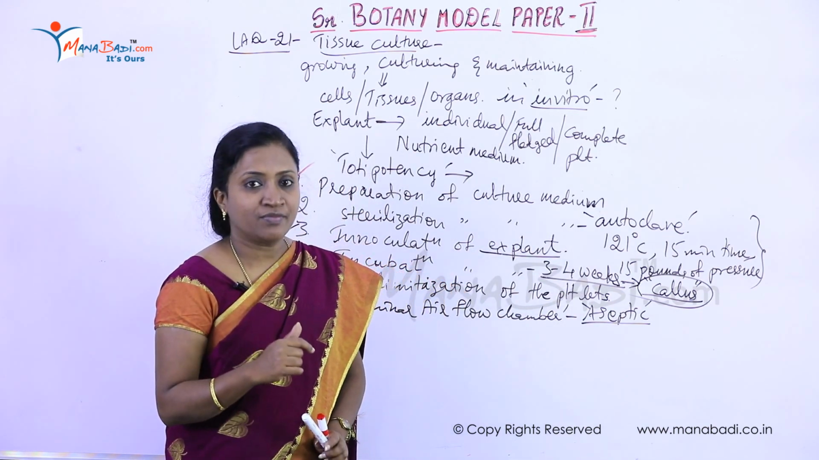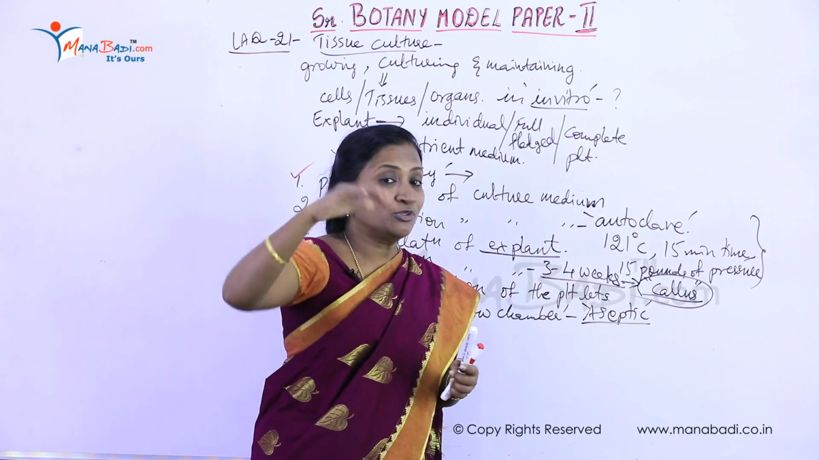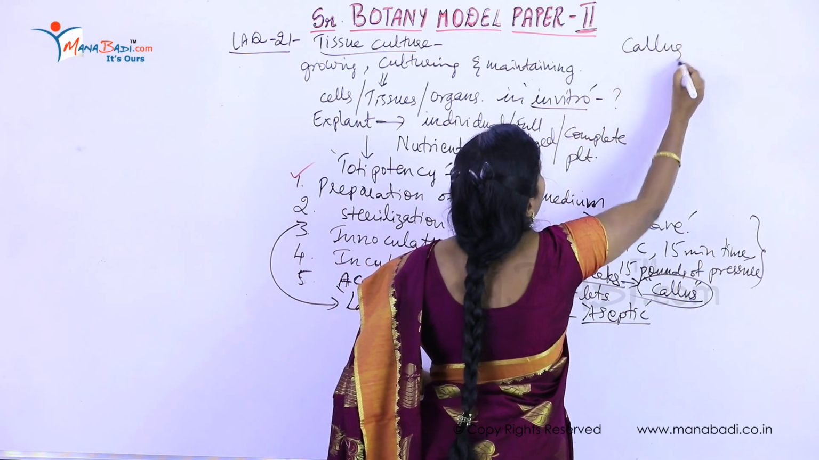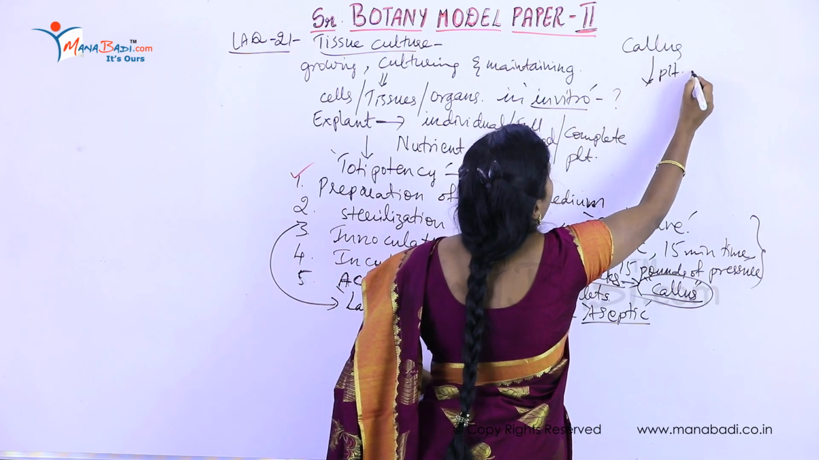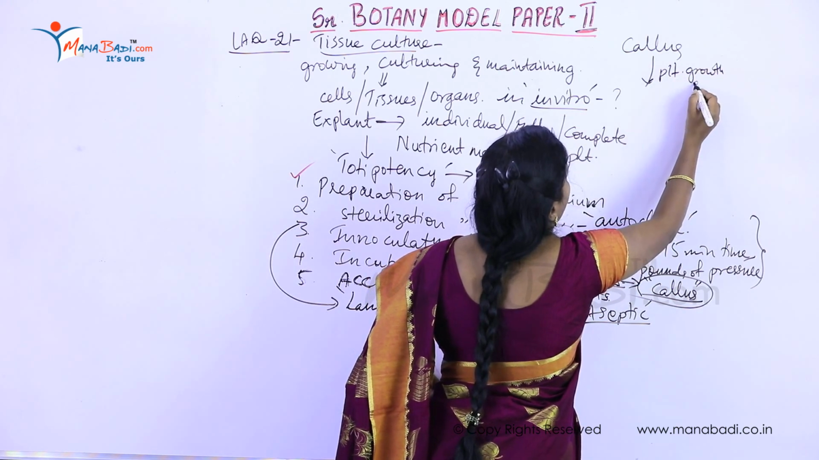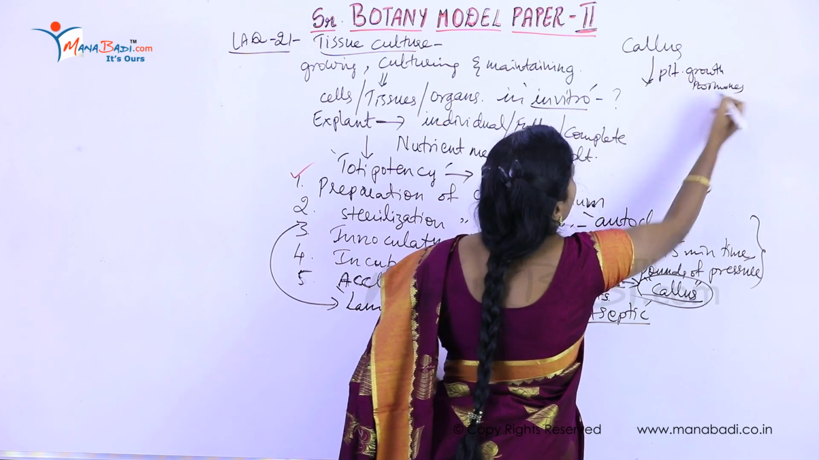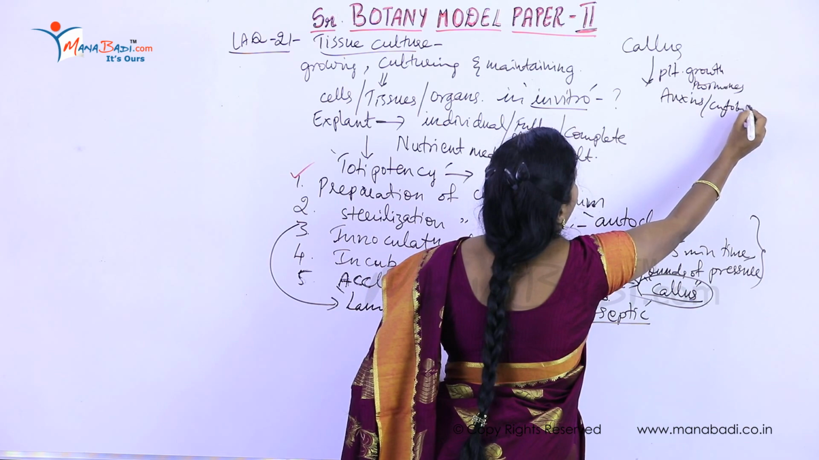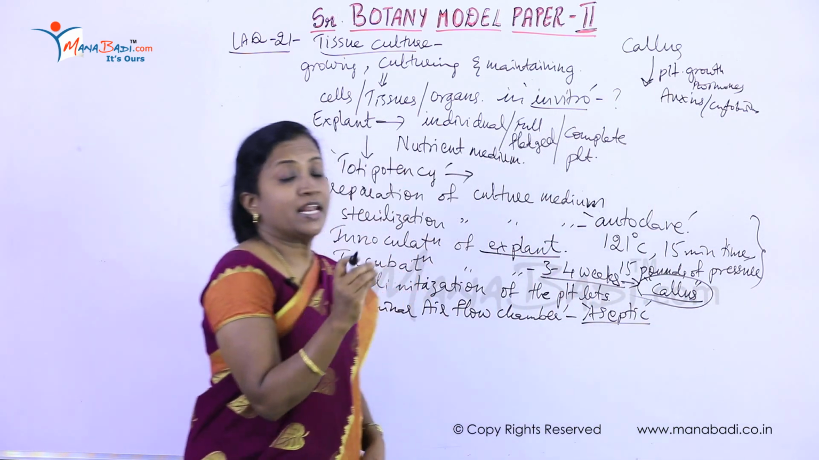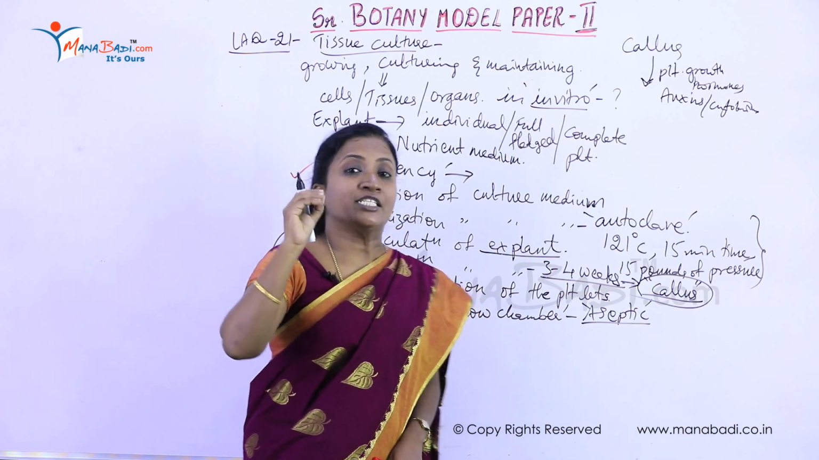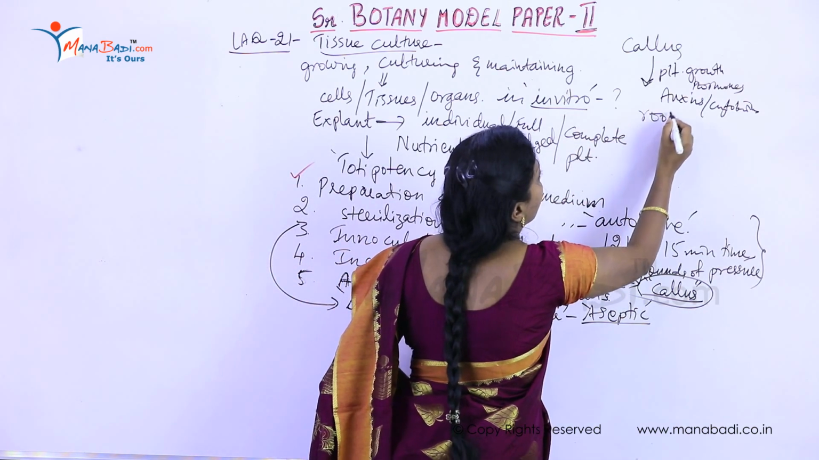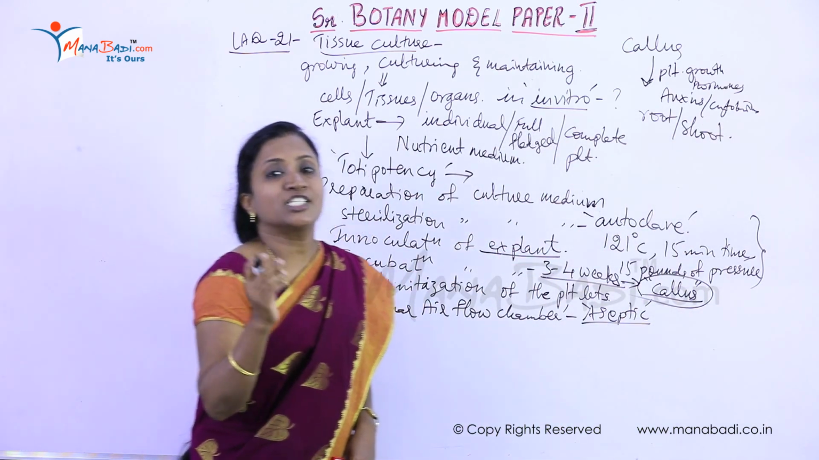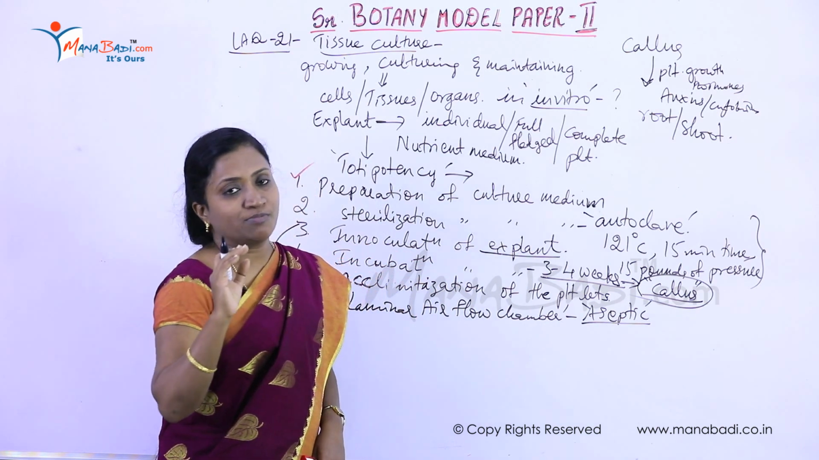Now if this callus is shifted onto a medium containing hormones, if plant growth hormones, that is auxins or cytokinins, are added, what happens? Then we can observe the formation or initiation of root and shoot.